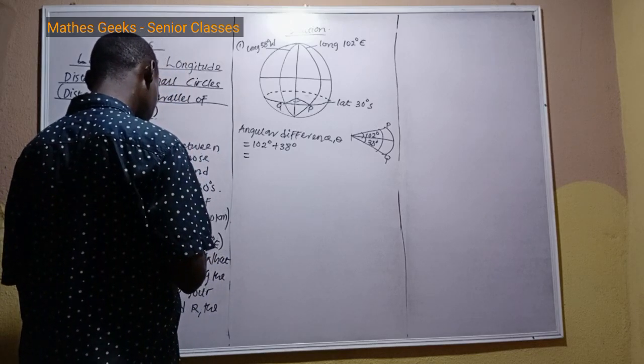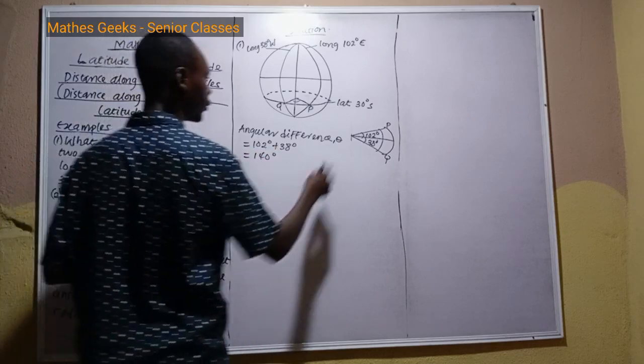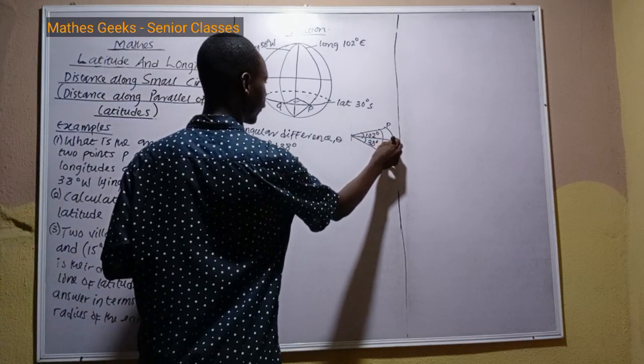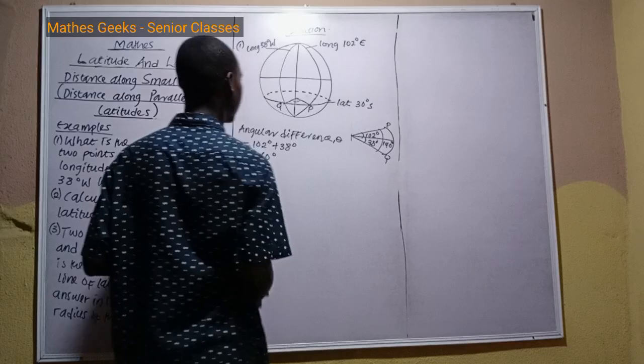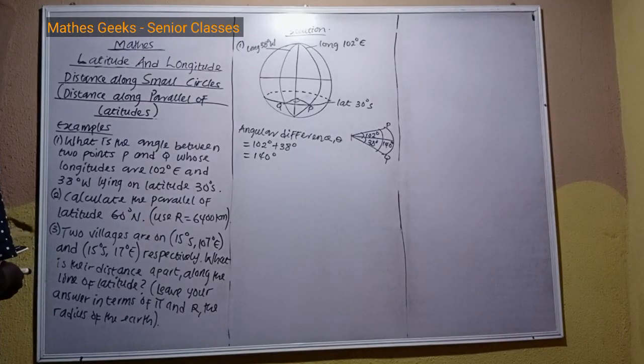102 plus 38, that's 140 degrees. So this angle is 140 degrees. So that's for 2. That's for number 1. That's the angle between the two.